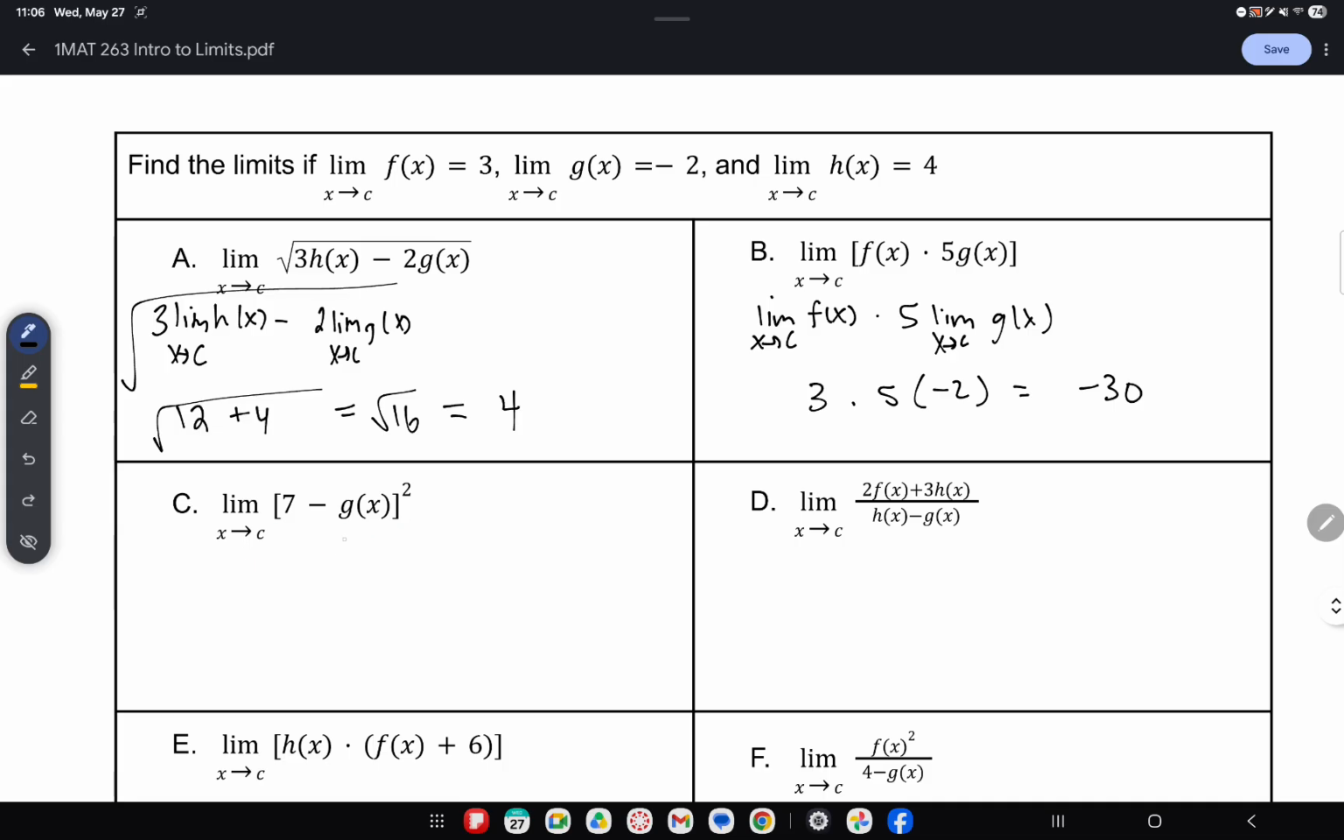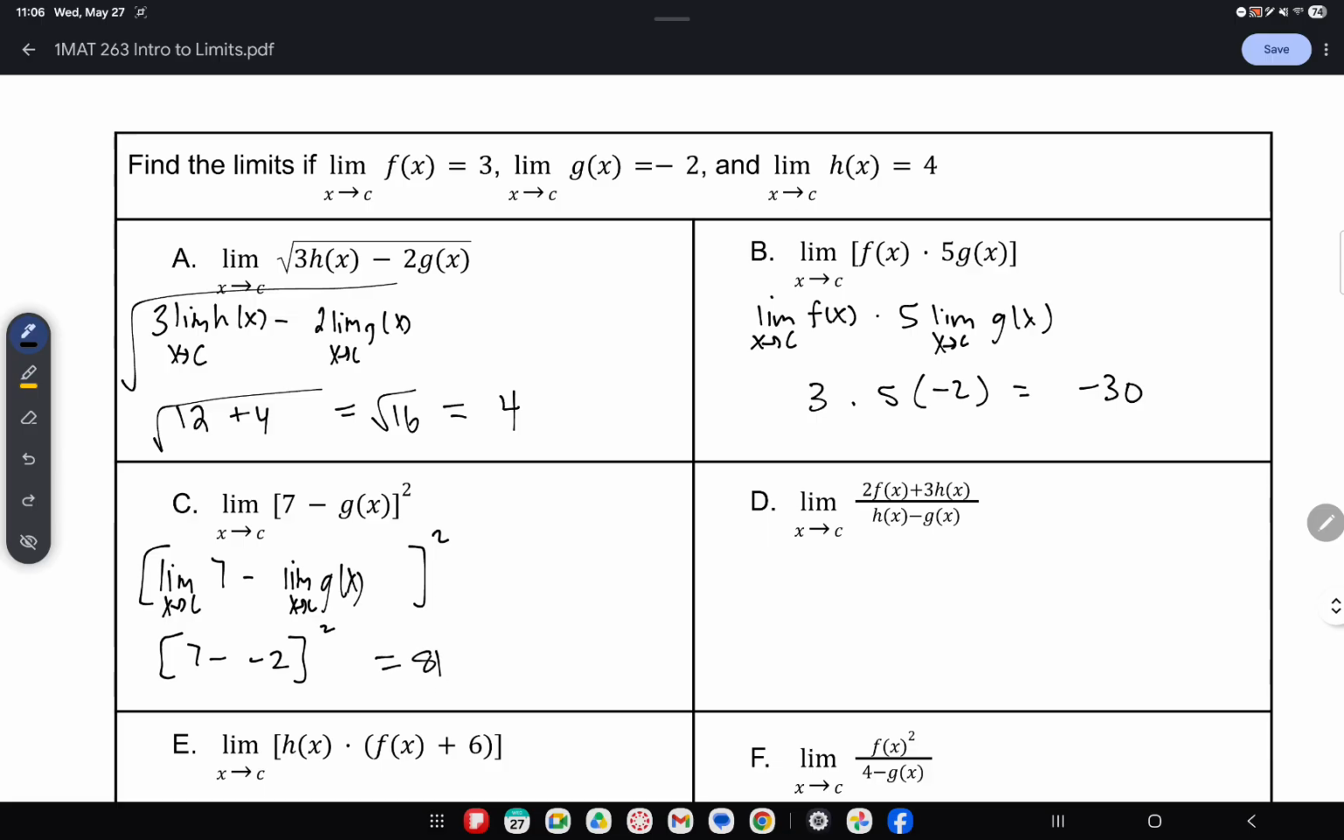All right, we have a quantity squared, so we can actually square the whole thing at the end. So we have the limit as x approaches c of 7 minus the limit as x approaches c for g of x. So remember, a constant is just a constant, so 7. And then g of x was -2. So 7 minus -2 is 9. 9 squared is 81.